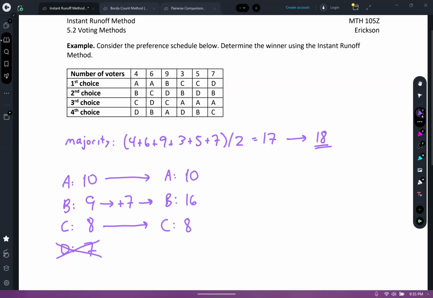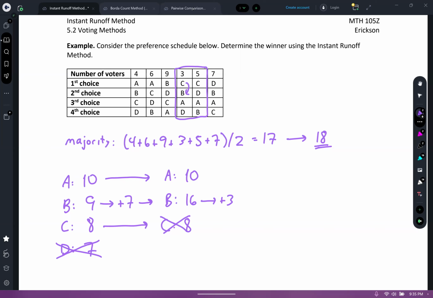So now we ask again, did anyone achieve a majority? And nope, no one has achieved 18 votes yet. So we have to go on to a third round. To go on to the next round, we again eliminate the candidate with the least number of votes. And in this case, that would be C. So now we need to look at the voters who ranked C first and see who their next choice was. For this first column, we have 3 voters that ranked C first, but they ranked B second. So those 3 votes in the next round will go to B.